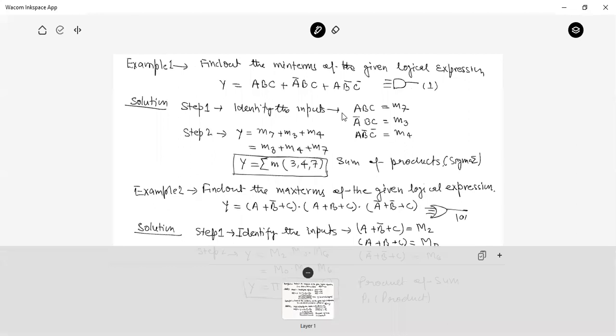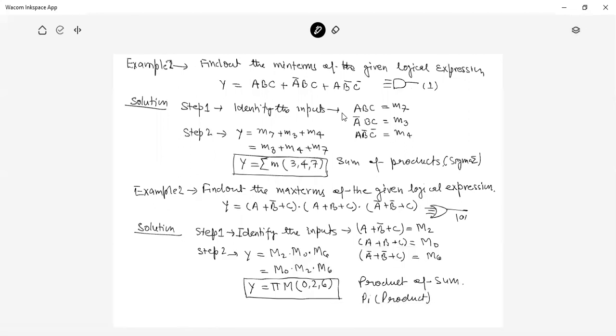By this doing of min term and max term, let us take this example. Example 3: find out the min terms of the given logical expression. This logical expression is given, and we express it in a simpler form, identifying the inputs A, B, C. So this A B C means all these are 1. So it is M7.